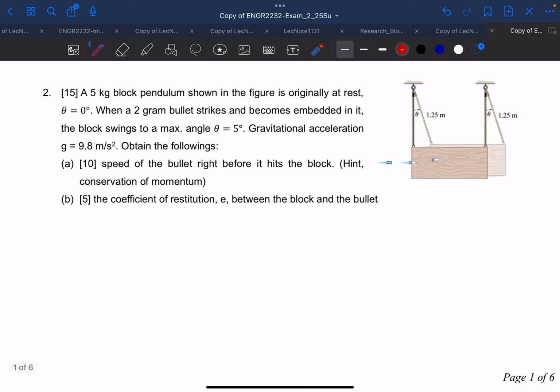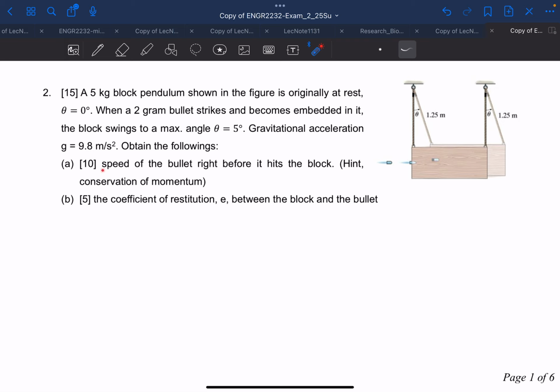And then this problem was actually coming from the homeworks. So let's try. It's a 5 kilogram block pendulum shown in the figure, originally at rest, right? And when a 2-gram bullet strikes and becomes embedded, then the block swings to its max, which has an angle of 5 degrees. So when the bullet hits here, this guy will swing up, and this is going to have an angle of 5 degrees. And gravitational acceleration, g, is 9.8 meter per second squared here, and then we want to find these.